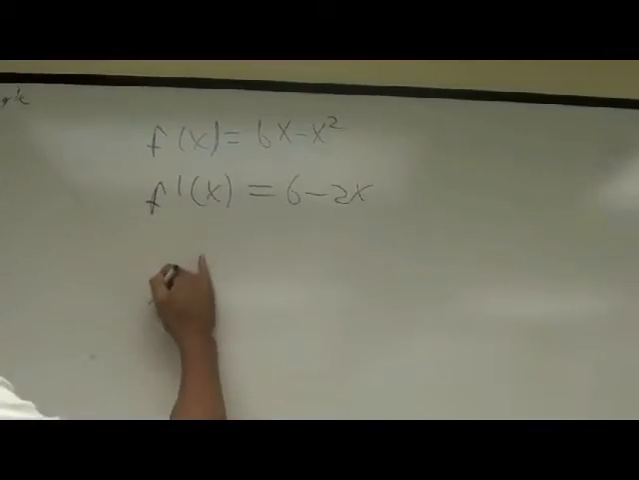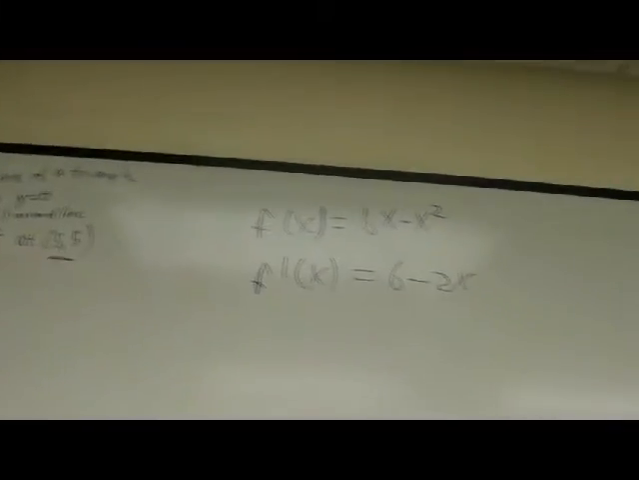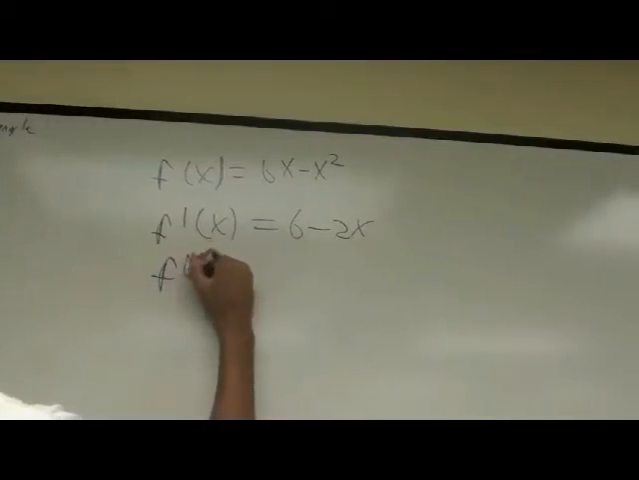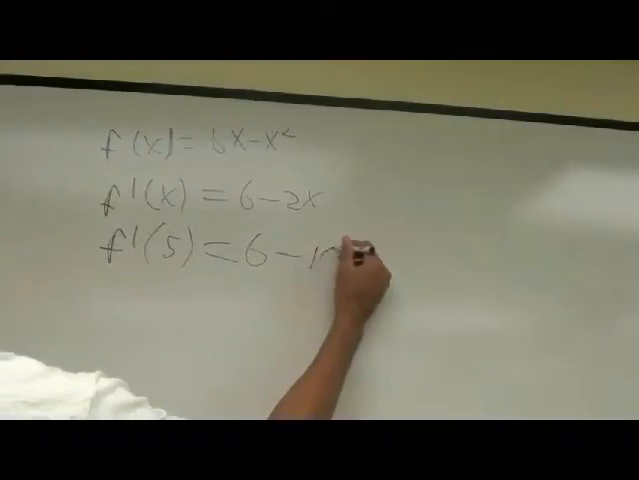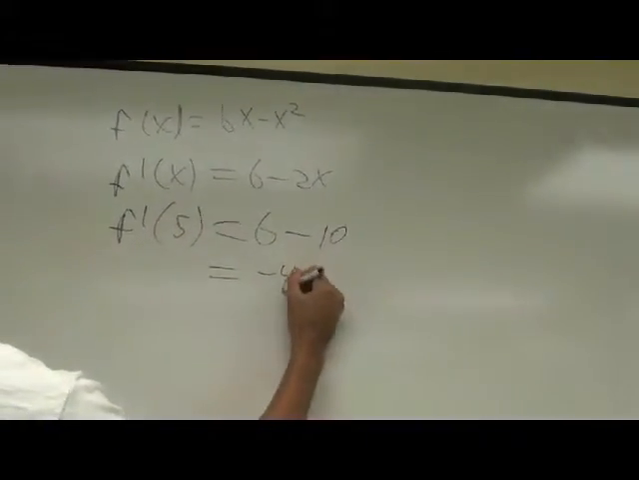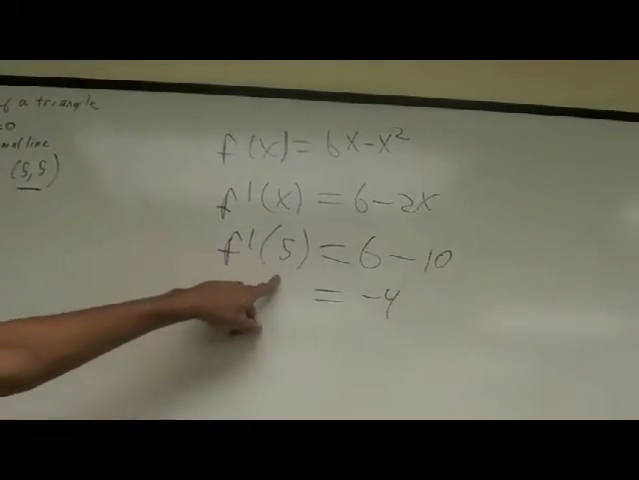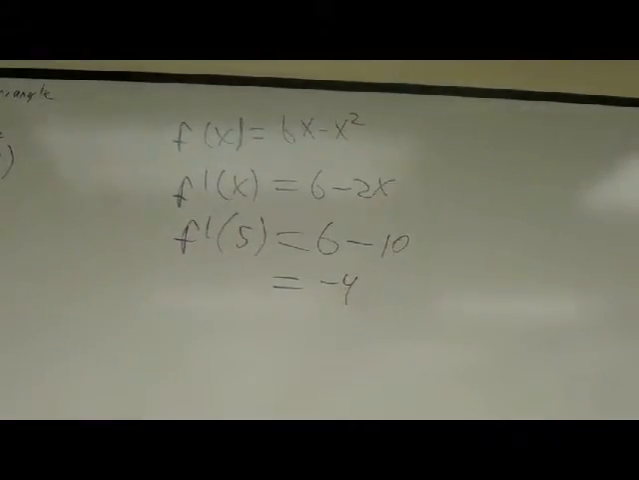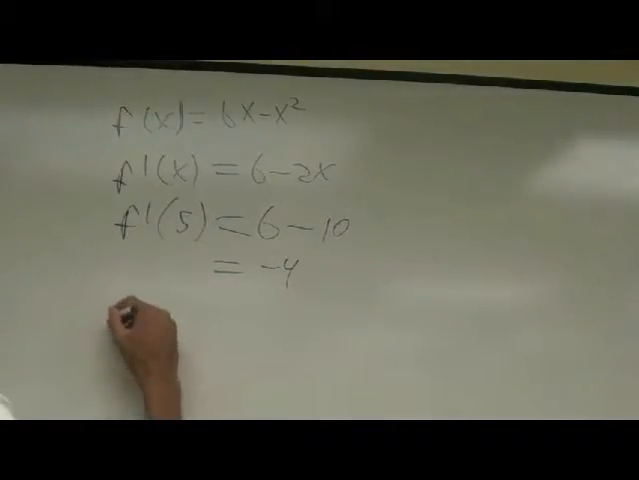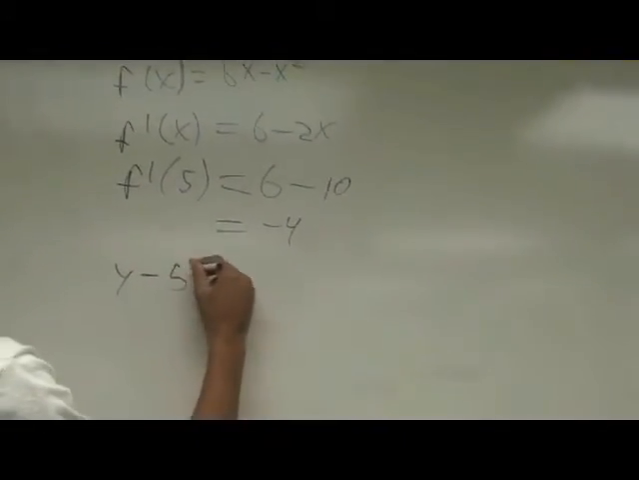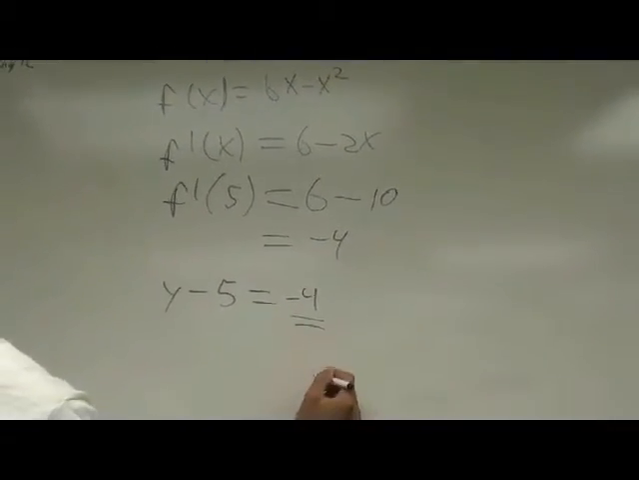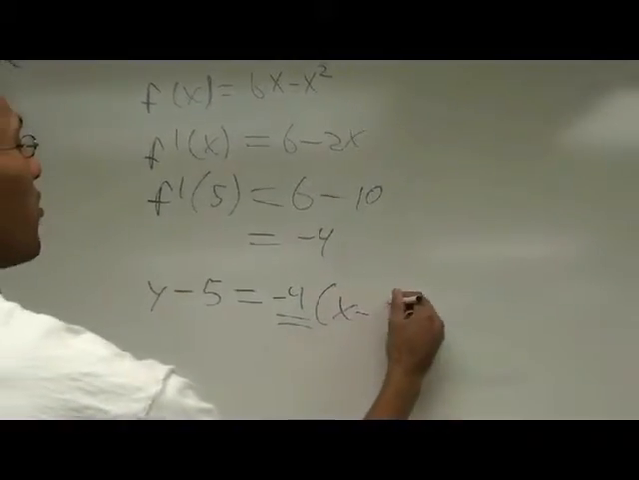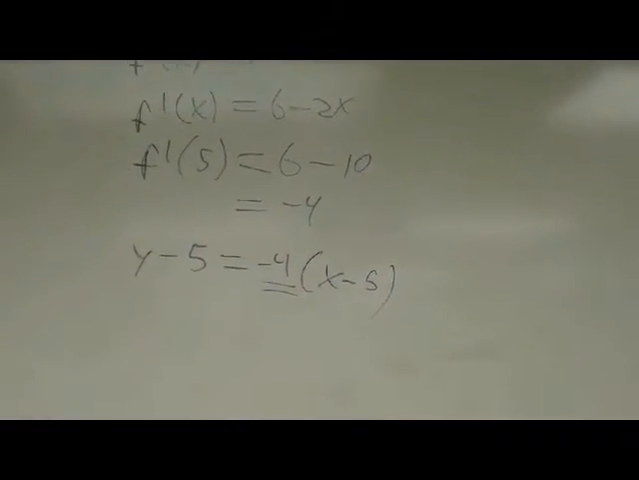Awesome. So now is tangent at this point, (5, 5). So for our derivative, we're going to plug in 5, which is going to give us 6 minus 10, which is going to give us negative 4. So our slope at the point (5, 5) is going to be negative 4, so let's write our tangent line. It's going to look like y minus 5 equals negative 4. Remember, this is the slope of our tangent line. Times x minus 5. Awesome. So we've got our tangent line.